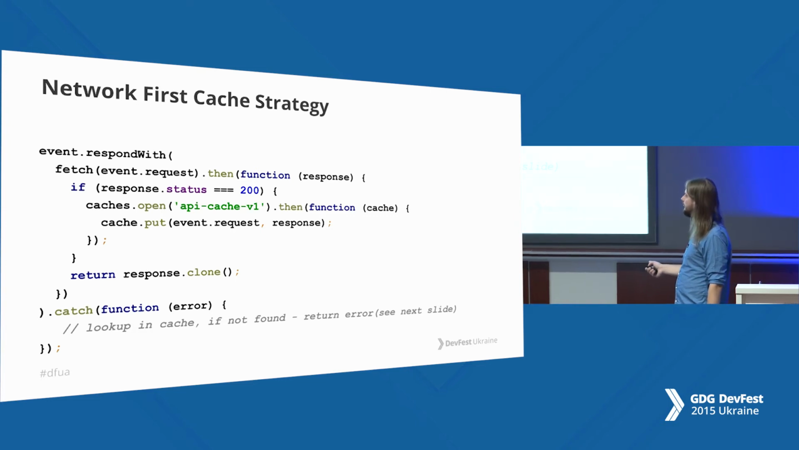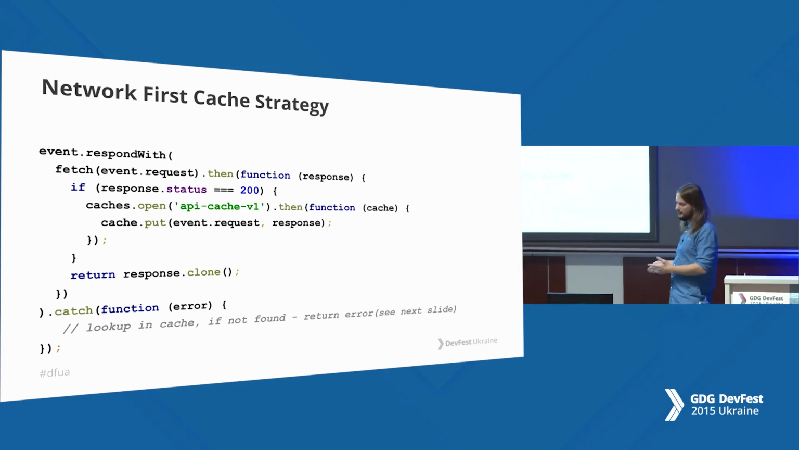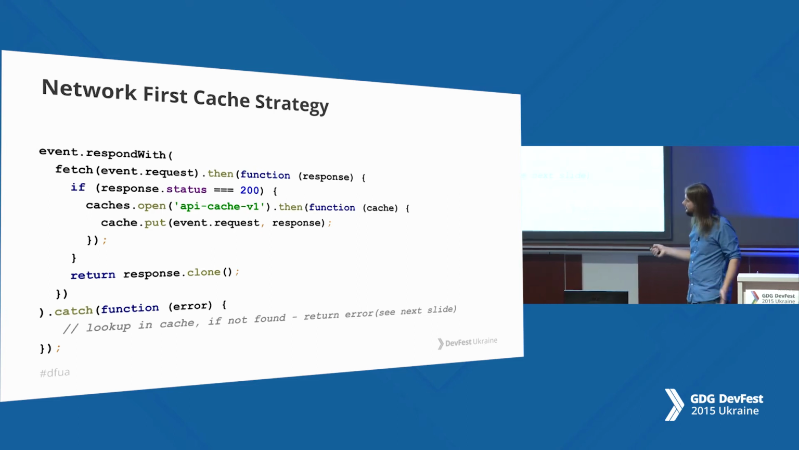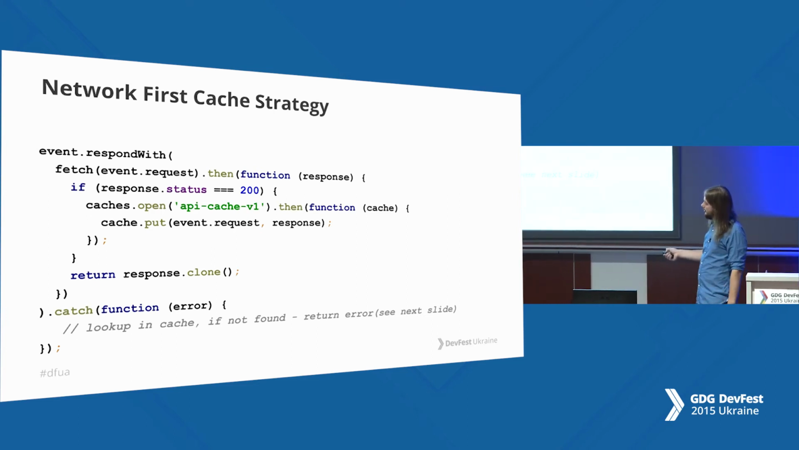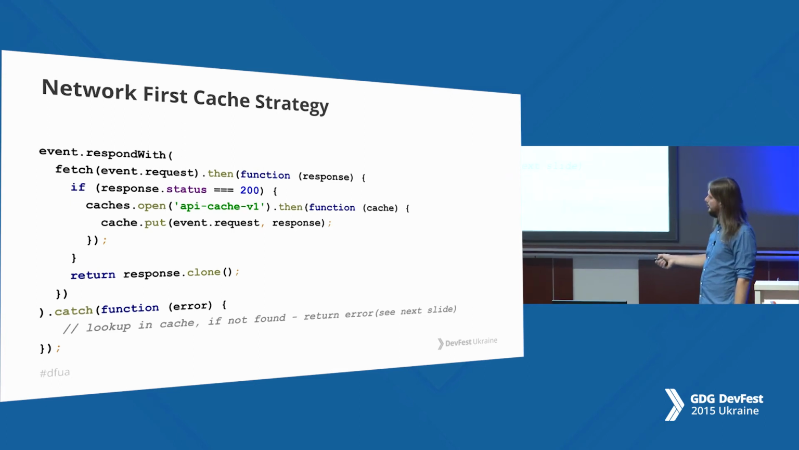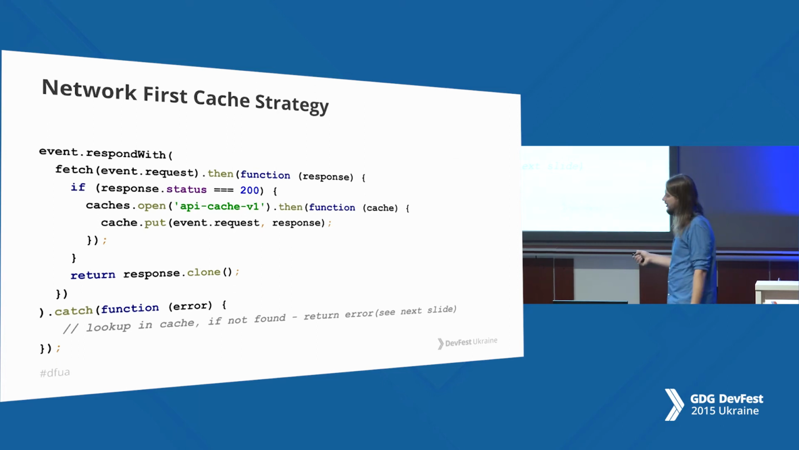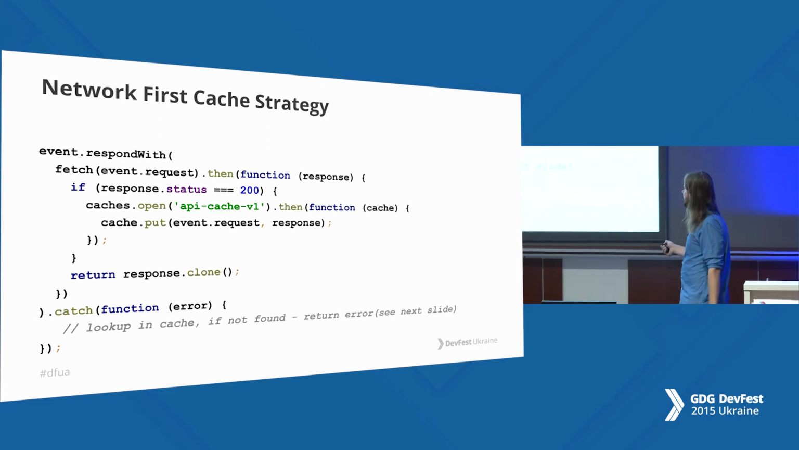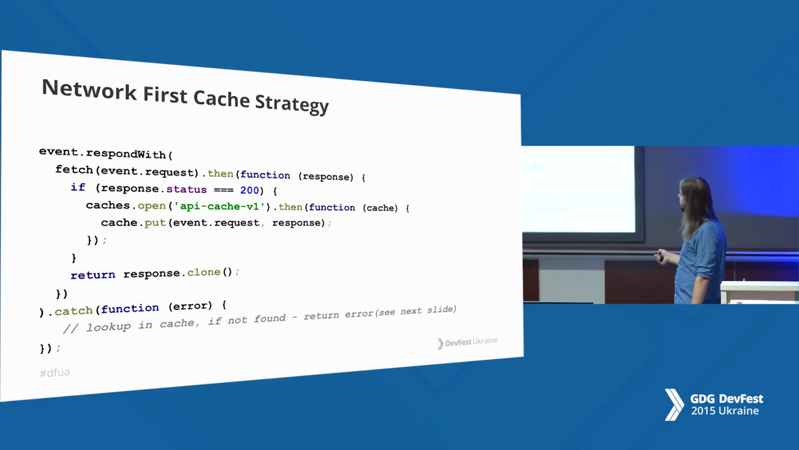Why clone? Because response is a stream and it can be read only once. Here is another interesting thing: the streams come into play, and actually response is a stream. And I catch the error. So this catch comes from fetch, and it is fired when the network is unavailable. Let's look at the next slide, because it was too big to put on one slide.